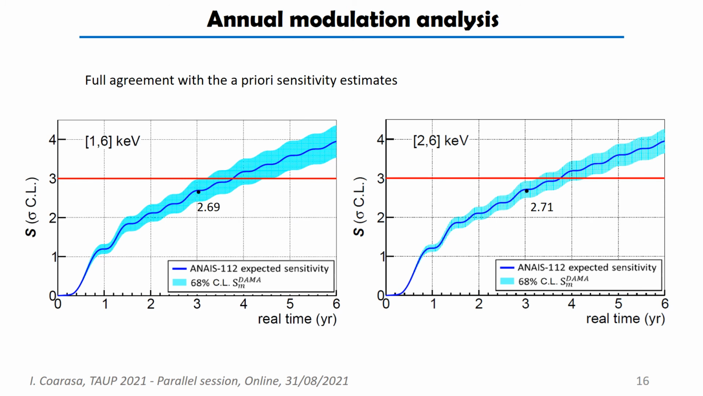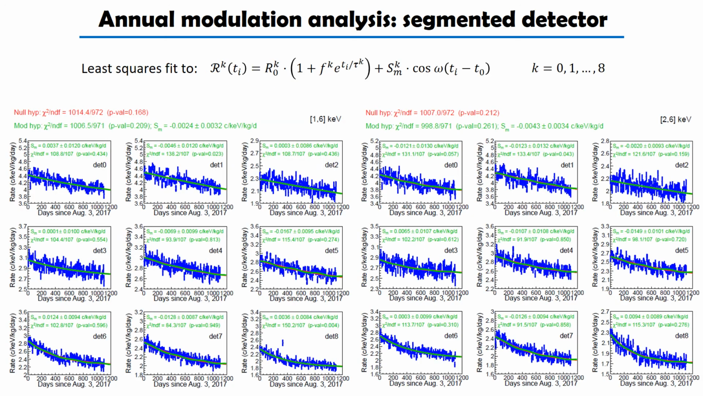Plotting these results on the sensitivity curves estimated a priori, we observe that there is an excellent agreement. The present sensitivity is approximately 2.7 sigmas in both energy regions, and the 3 sigma sensitivity goal will be reached before the scheduled 5 years. This result can be further improved by considering the 9 detectors independently.